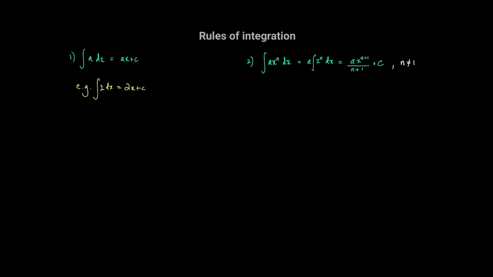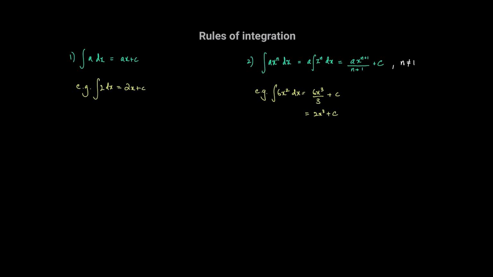So for example, if we had to integrate 6x squared with respect to x, here what we're going to do is we're going to increase the power by 1, so 6x squared will become 6x cubed, and we're going to divide by the new power, so we have 6x cubed divided by 3 plus our constant of integration c, so the result is 2x cubed plus c. So the integral of 6x squared with respect to x is 2x cubed plus c.